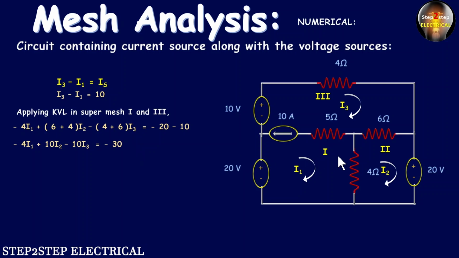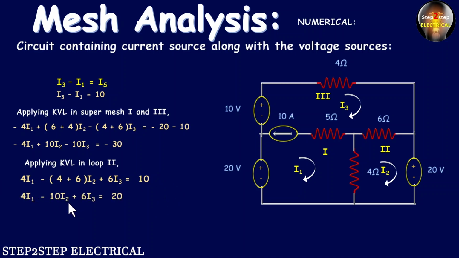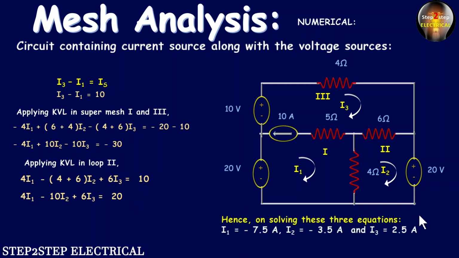And the third equation is obtained by applying KVL in loop 2. On applying KVL in loop 2, we can write 4 I1 minus (4 plus 6) I2 plus 6 I3 is equal to 10. On simplifying this equation, we can write 4 I1 minus 10 I2 plus 6 I3 is equal to 20. And on solving these three equations, we can easily get the values of I1, I2 and I3. So this is the value of I1, I2 and I3.